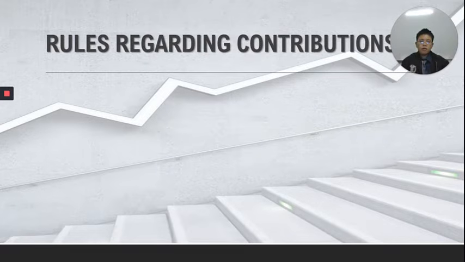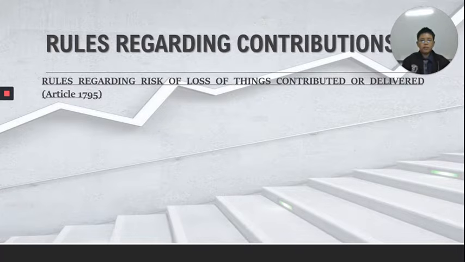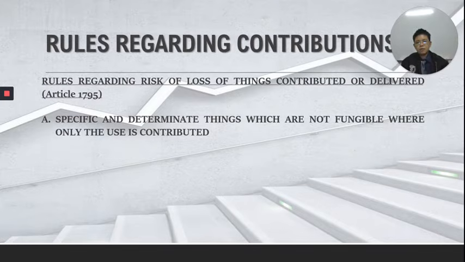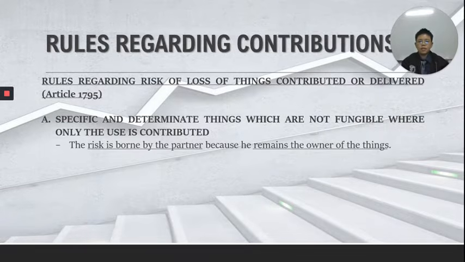Now, what if the object has already been contributed or delivered to the partnership? So, these are the rules when the object has already been contributed or delivered, still covered by the same Article 1795. So, in number 1, remember, the object is specific and determinate, and remember also not fungible, and only the use or fruits is contributed by the partner. So, ang kinontribute lang is yung gamit, but the ownership remains with the partner. Obviously, the partner will bear the risk of loss.